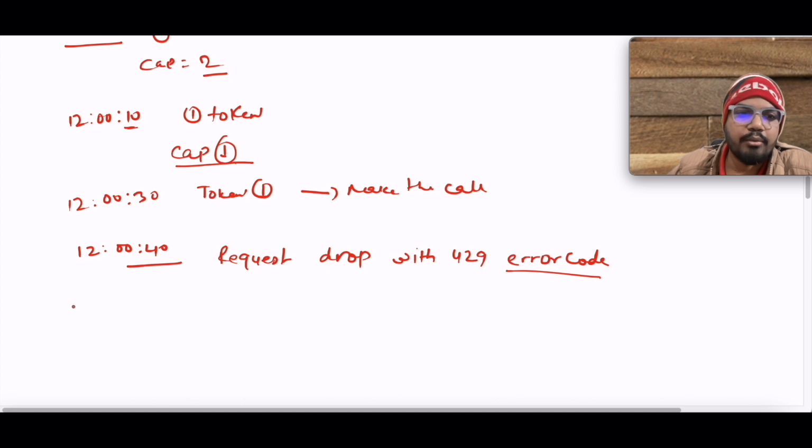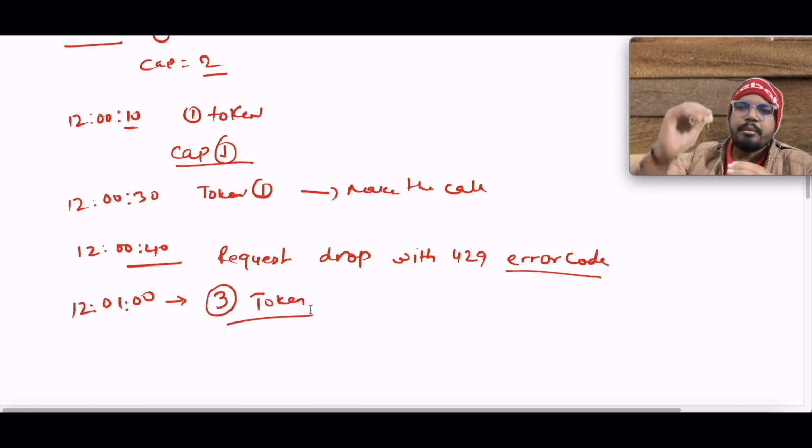And then after 1 minute, at 12:01:00, the bucket will be refilled, so the total tokens will be 3. So we have a bucket, and in that bucket the predefined tokens will be there. When any request comes from the client, it will take a token and make the request to the server. Now the bucket size will be decreased.